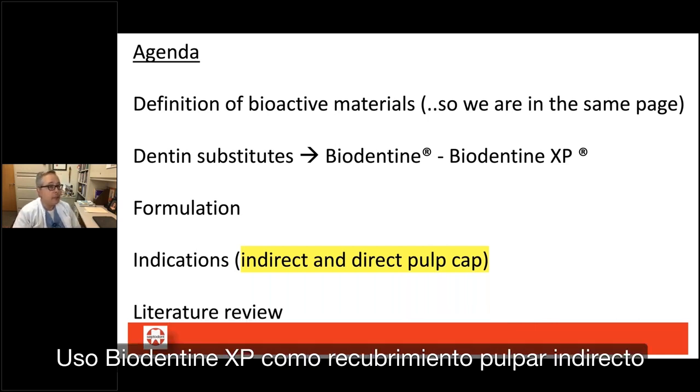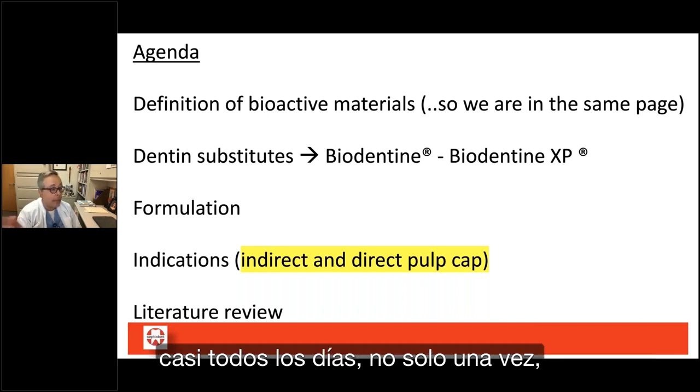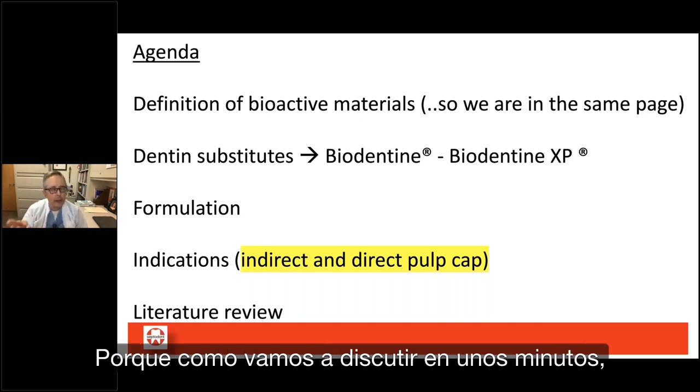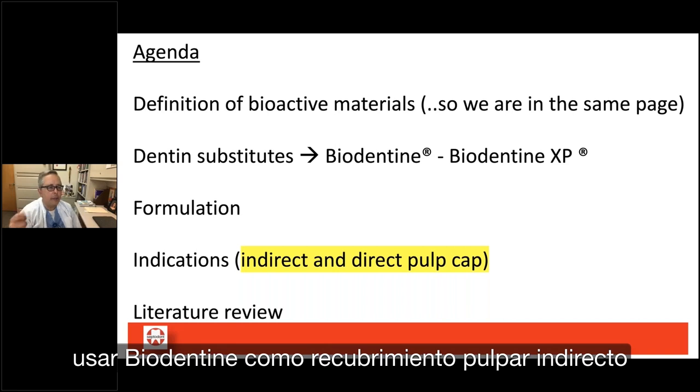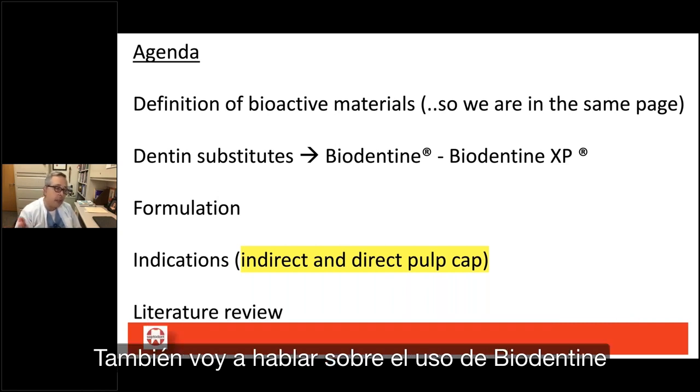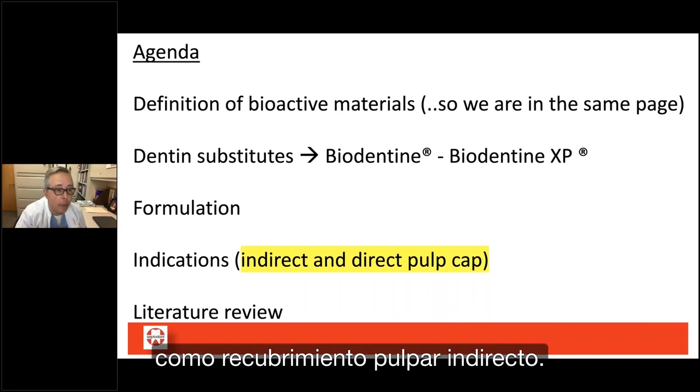I use Biodentine XP as an indirect pulp cap pretty much daily, not just one time. I probably use it 2 or 3 times, because as we are going to discuss in a few minutes, using Biodentine as an indirect pulp cap is a situation that you face very often in the office. Now, I will also touch base on the use of Biodentine for direct pulp cap.